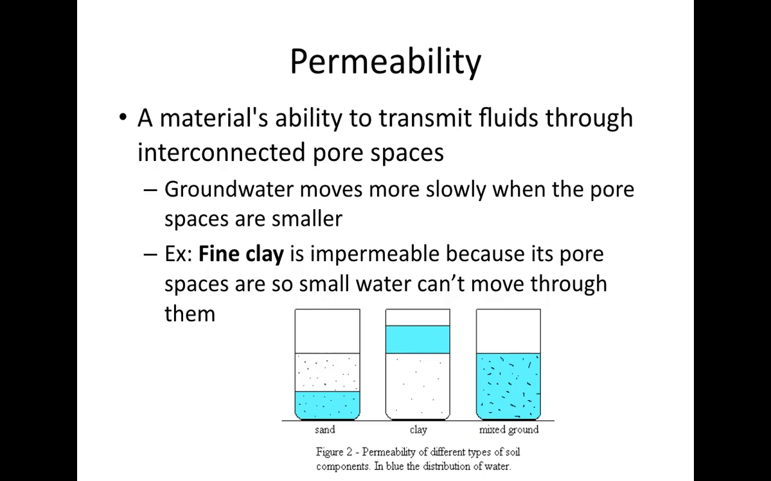So an example of this is fine clay. Fine clay is impermeable because its pore spaces are so small that water cannot move through them. So impermeable means that it's not going to be able to go through. Permeable means that it can go through. And then, when you get into biology, you're going to learn a term called selectively permeable, which describes the cell membrane, and that means that it lets certain things through.